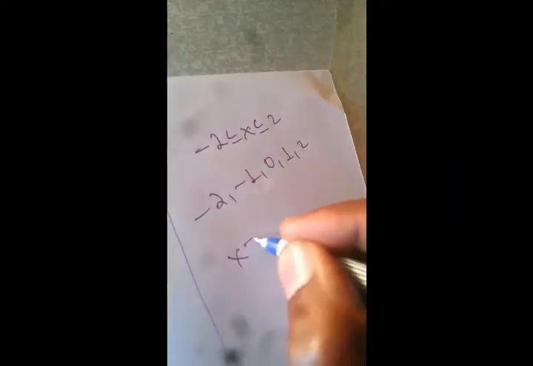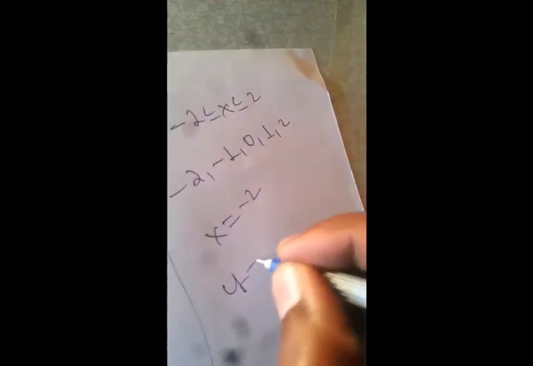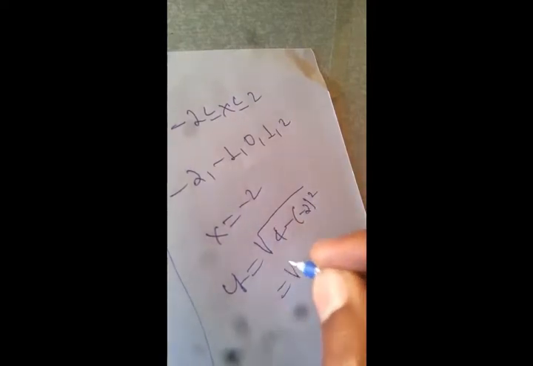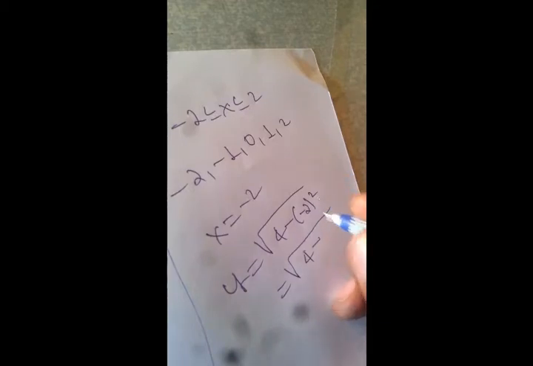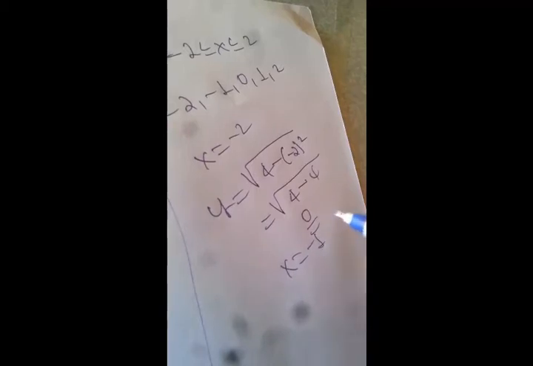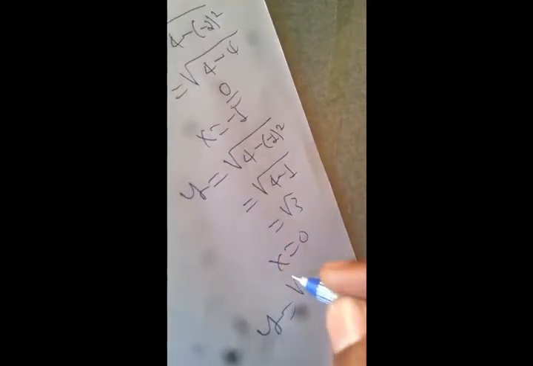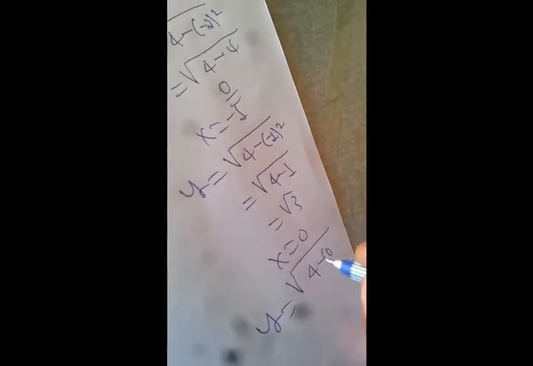Therefore, when x is negative 2, y is equal to the square root of 4 minus negative 2 squared. It becomes the square root of 4 minus 4, therefore 0. When x is equal to minus 1, y is equal to the square root of 4 minus 1 squared, which is the square root of 4 minus 1. It becomes root 3. When x is equal to 0, y is equal to the square root of 4 minus 0 squared. It becomes 2.